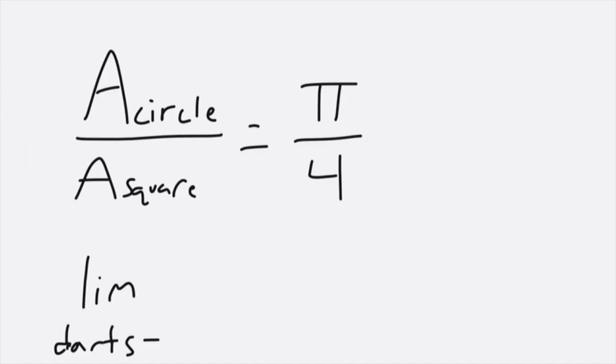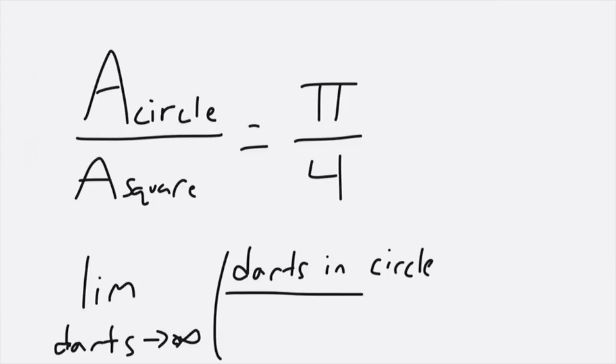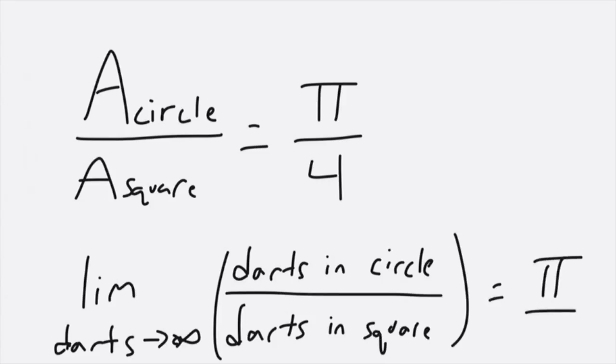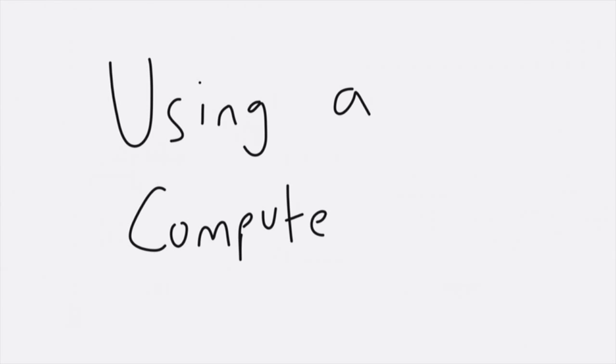If we threw many darts at this board, and counted the amount in the circle, then divided that number by the amount in the square, which is equivalent to the amount in the total region, we would get a number close to pi over 4. The limit of this ratio, as the number of darts goes to infinity, is pi over 4. We can model this method using a computer.